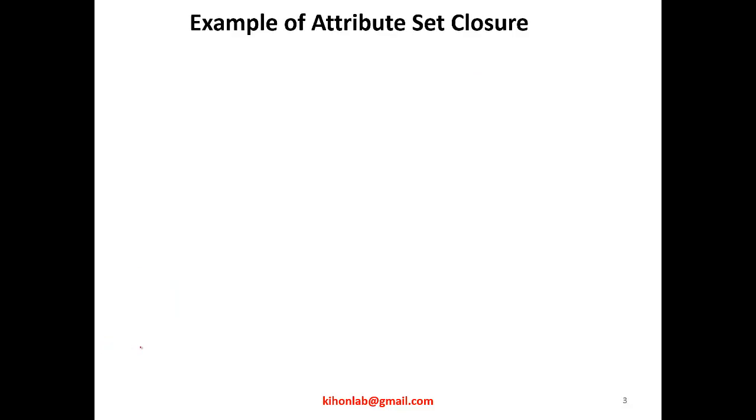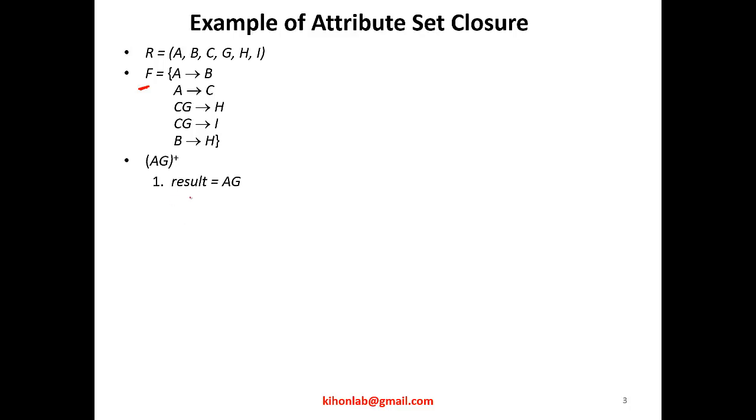So here is an example of attribute closure. I have the relation R with attributes A, B, C, G, H, I, and these are the functional dependencies given to us. F: A derives B, A derives C, CG derives H, CG derives I, and B derives H. Now AG is the attribute for which we would like to find the attribute closure. First, in the resultant attribute closure we add the self attribute, so AG is there.